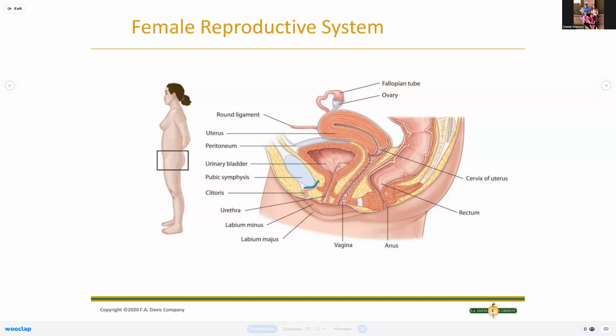Okay. So this is a side sagittal view or mid sagittal view. Again, for women, you can see the urethra to the bladder, close proximity to the vagina and the anus, and that's what makes UTIs so prone. But the vagina goes to the cervix of the uterus, which is the cervical canal.